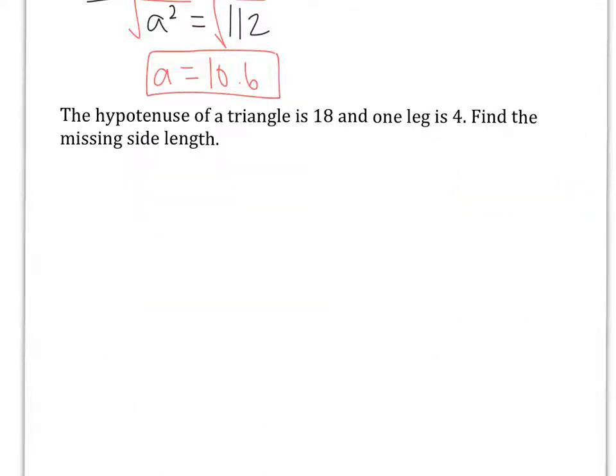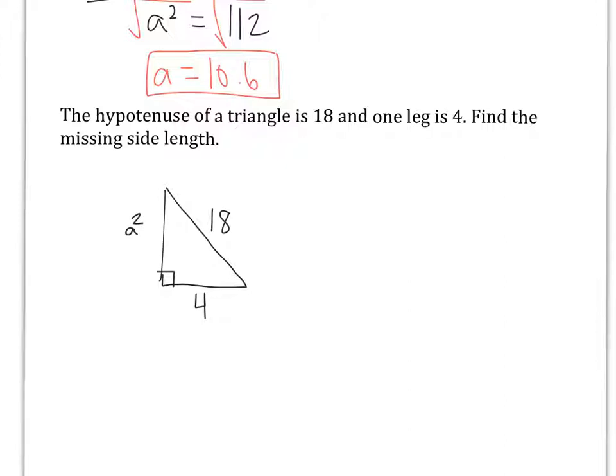Okay, let's look at the next example. This does not have a picture, so it might be helpful to draw ourselves a right triangle eventually, but let's take a look at what the problem is asking. The hypotenuse of a triangle is 18 and one leg is 4. So I'm going to draw this. Hypotenuse is 18 and one leg is 4. Find the missing side length. So I could call this a, I could call this b. I'll just call it a squared.